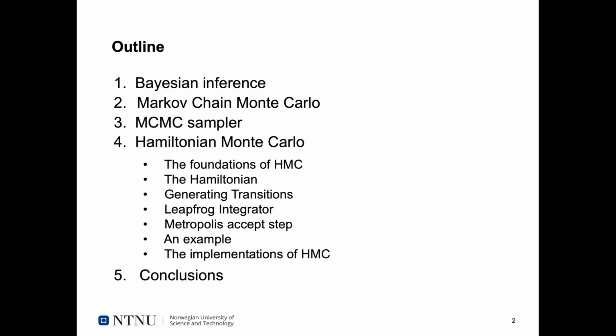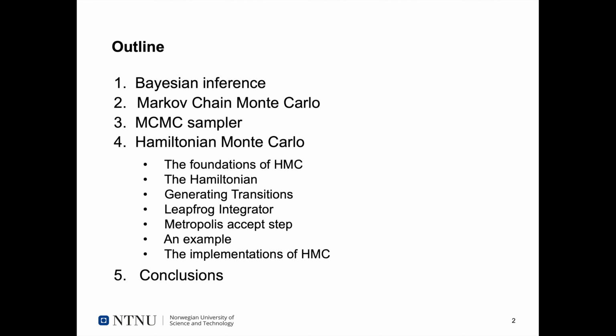This lecture will follow the outline you see up here. I'll start with Bayesian inference. Then I'm going to give you a brief introduction to the idea of Markov chain Monte Carlo and one well-known MCMC algorithm named Metropolis-Hastings. What follows is a detailed explanation of Hamiltonian Monte Carlo. This section consists of 7 parts in logical order.